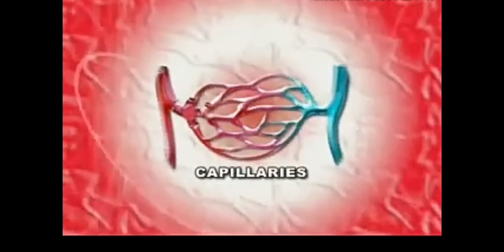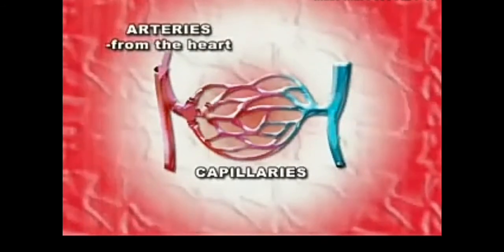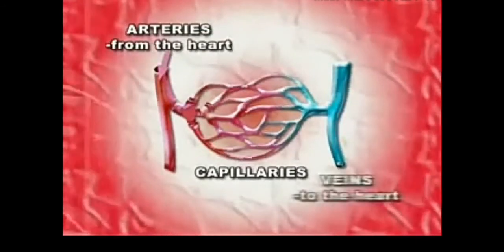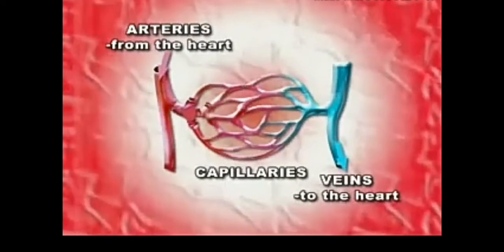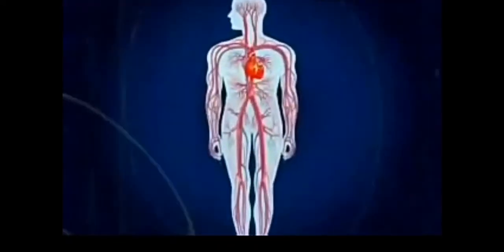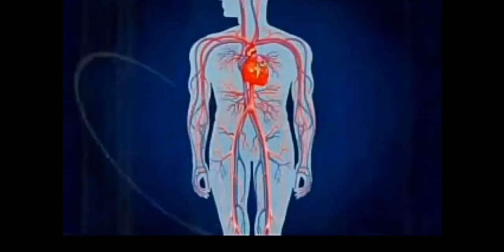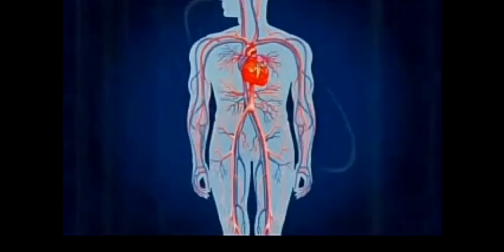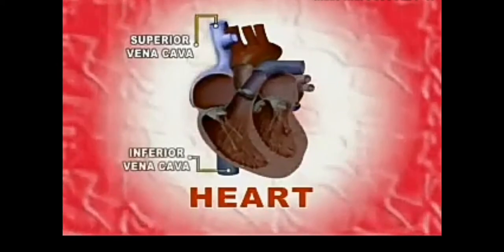The capillaries connect the arteries to the veins. In the capillaries, food and oxygen are released to the body cells, and carbon dioxide and other waste products are returned to the bloodstream. Meanwhile, the veins carry the blood back to the heart. Since they carry oxygen-poor blood, the veins appear blue. The 2 largest veins are the inferior vena cava and the superior vena cava.